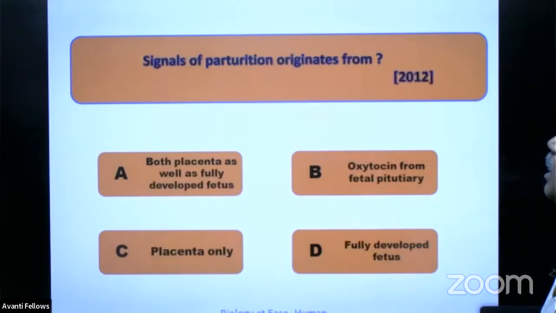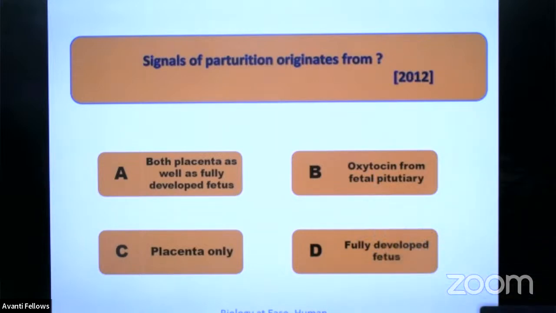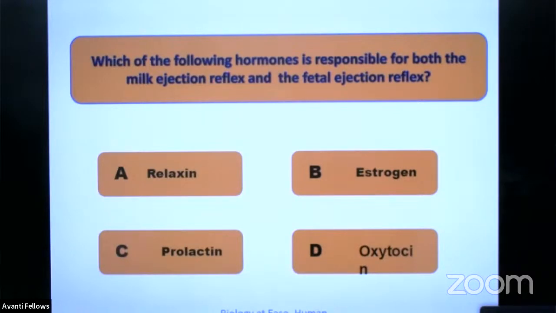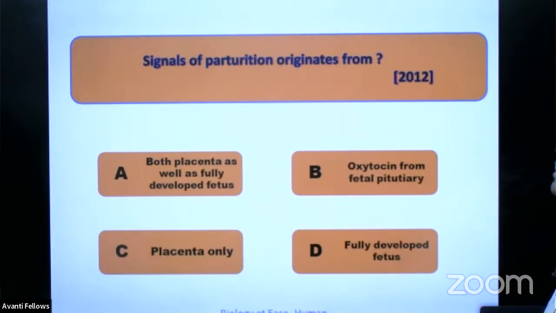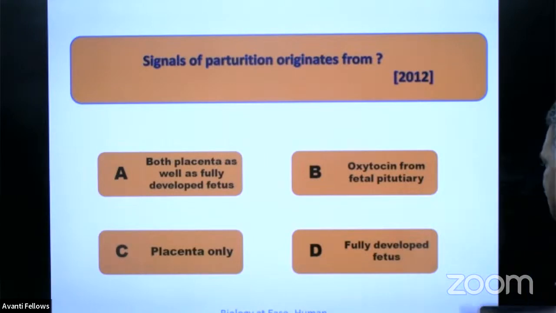Next question. The signal of parturition originates from: both the placenta as well as the fully developed fetus, or is it oxytocin from the fetal pituitary, or from the placenta only, or from the fully developed fetus? I think this question was asked once, right? Okay, find out, write down the answers. The signal of parturition originates from. Is it option A, B, C, or D? I think we already discussed this question once, so I repeat it.